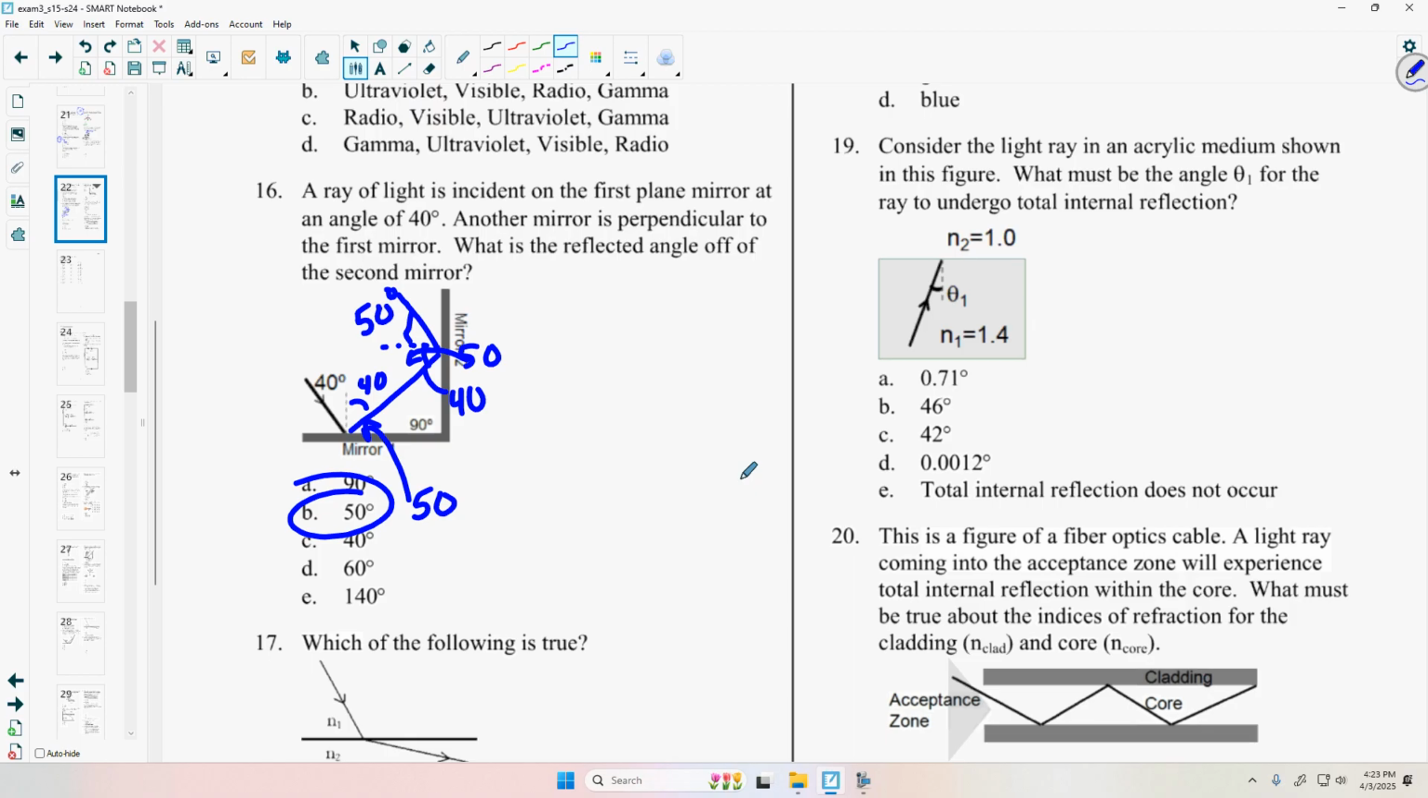And I'll always be asking for the reflected angle off of the second mirror. Okay? Y'all get this one right for sure. Because if you've done it once, you can probably do it a gazillion times. It's just your triangles and your angles. Just be careful when you're drawing them.